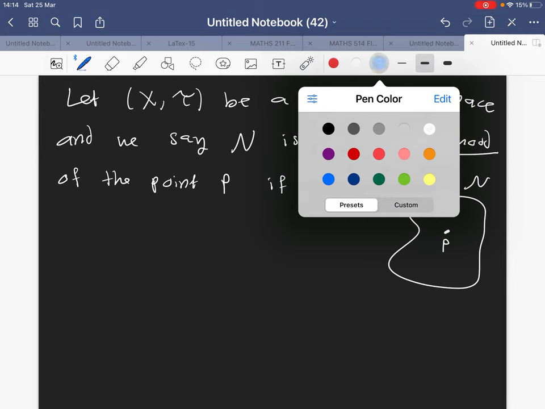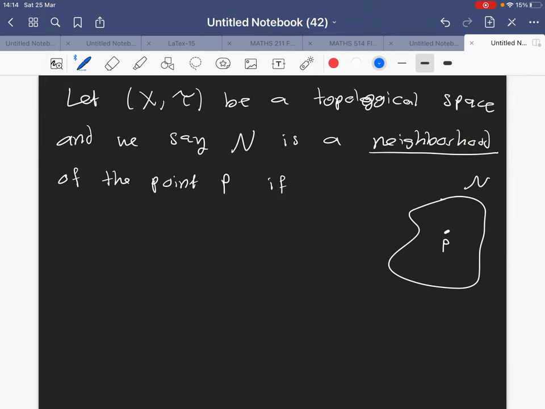When this is a neighborhood, if we have the following situation, if there exists an open set U such that, first of all, the set U should contain the point P, should be of course open, and it should also belong as a whole in N. In this case, N will be called a neighborhood for the point P. So this is the first definition we have today.